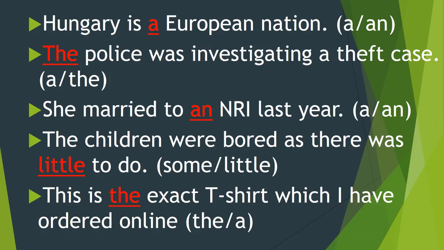Next one is, she married an NRI last year. NRI. Here we are speaking an, and here the sound is of vowel a. So we are going to use an because an is used with vowel sound and a is used with consonant sound.